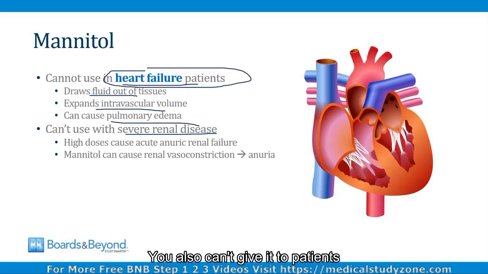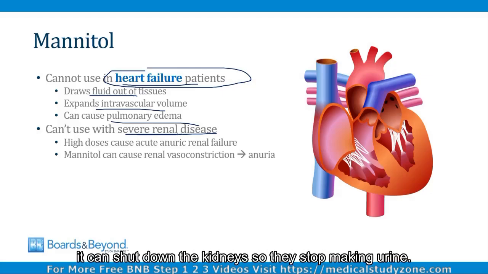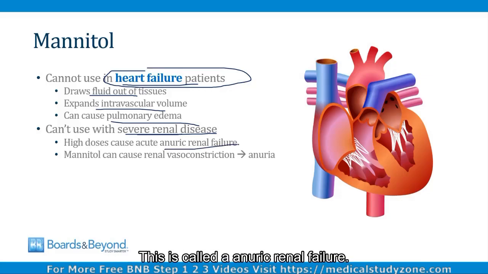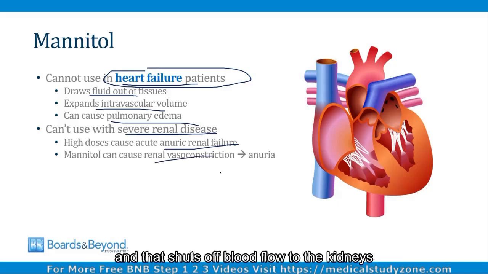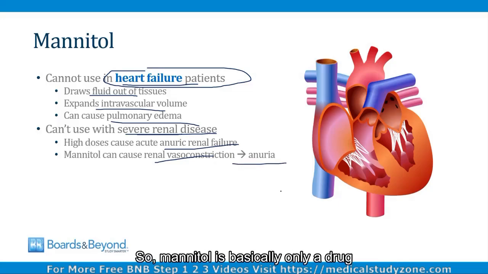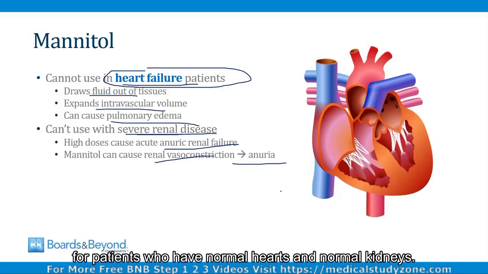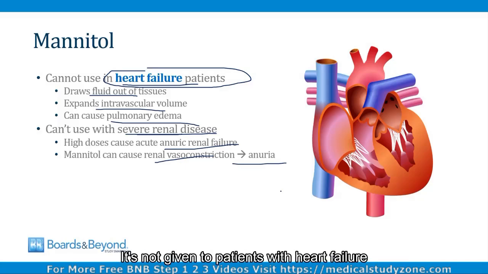You also can't give it to patients with severe renal disease. The reason for this is that at high dosages, it can shut down the kidneys so they stop making urine. This is called anuric renal failure. This is believed to occur because mannitol can cause renal vasoconstriction, and that shuts off blood flow to the kidneys and leads to anuria. So mannitol is basically only a drug for patients who have normal hearts and normal kidneys. It's not given to patients with heart failure and severe renal disease.